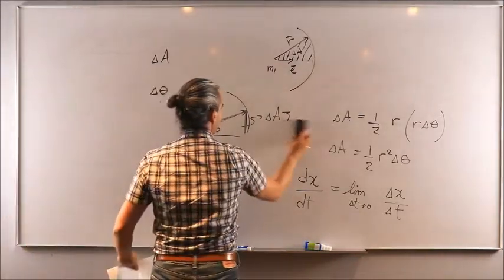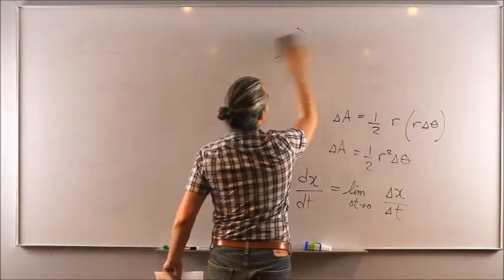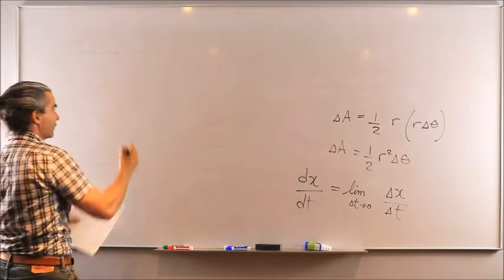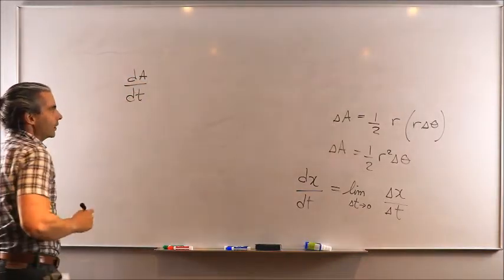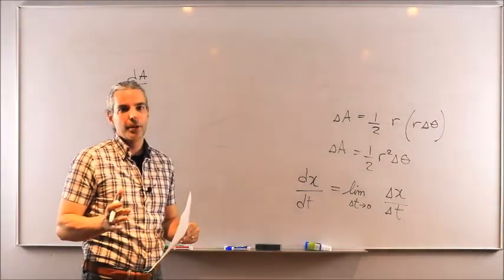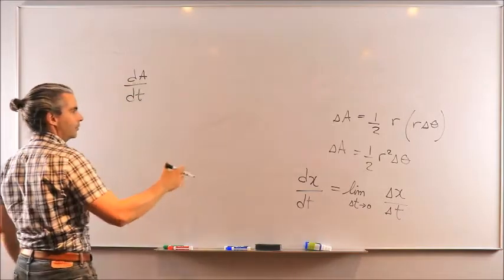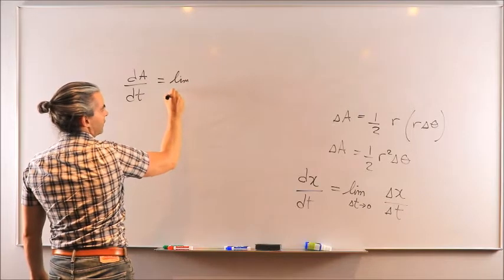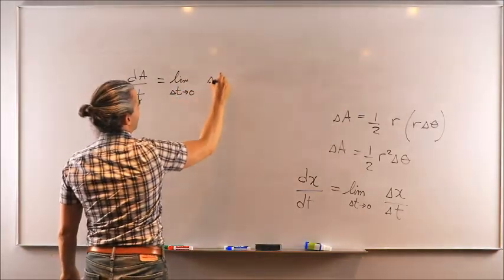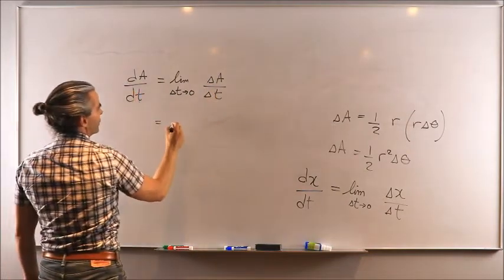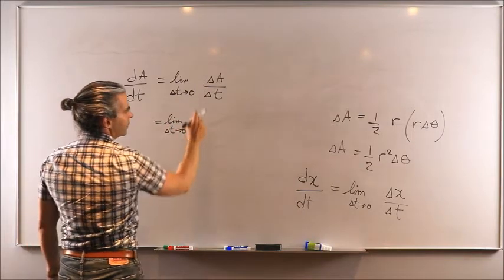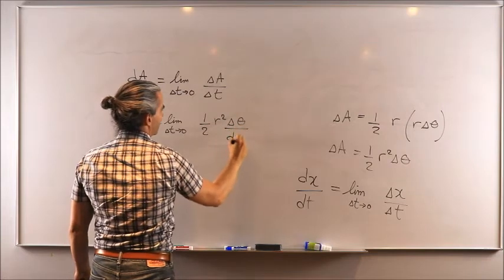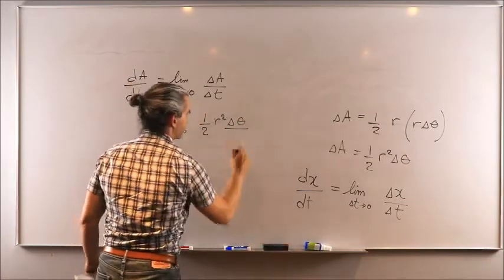Which means that if you are interested in looking at the rate of change in your small area, dA dt, because again, Kepler's second law deals with small area in small amount of time and equal area in equal amount of time. So that's why we have to invoke time here, and I'm going to do that through the derivative. So we're going to say that this is the limit of delta t towards 0 of what? Well, delta A over delta t. So again, limit delta t towards 0. What is our delta A? Our delta A is 1/2 r squared delta theta over delta t. Not dt, but delta t. Like that.